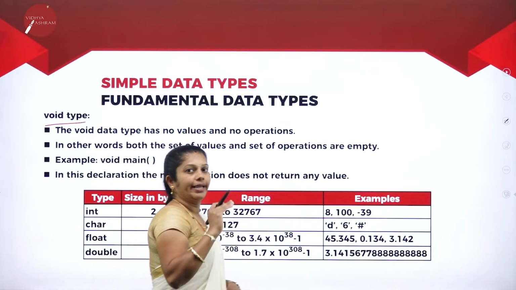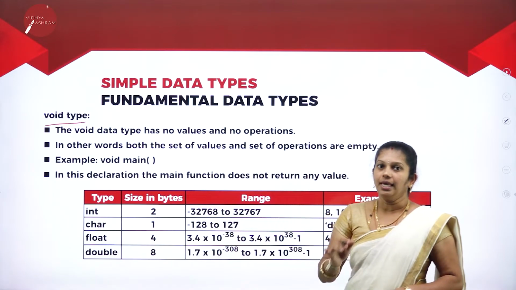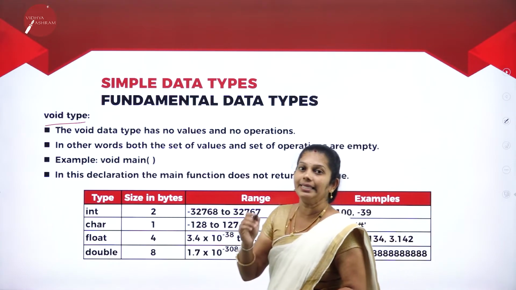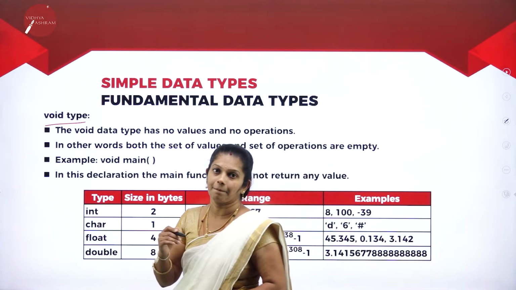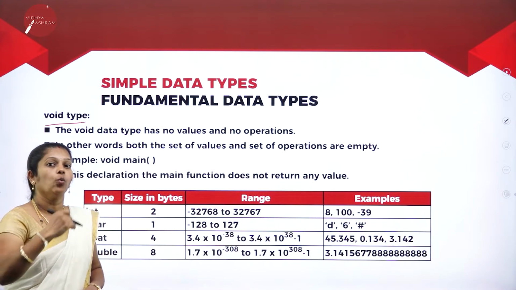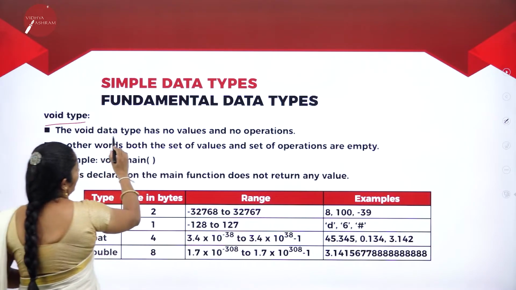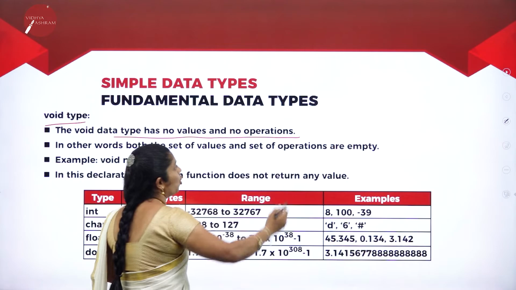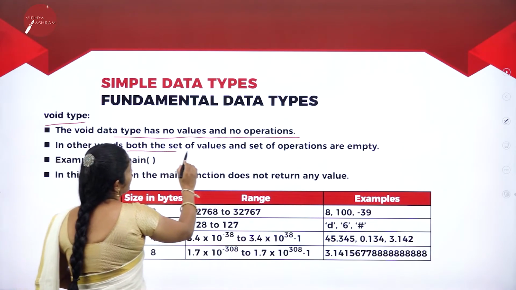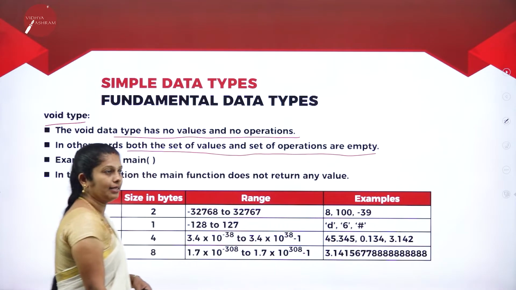One is int, character, float, double, and one more is void. The name itself suggests void, which means that we are not going to get any written type of values here. We are voiding the values. The void type has no value and no operations. In other words, both the set of values and the set of operations are empty here.